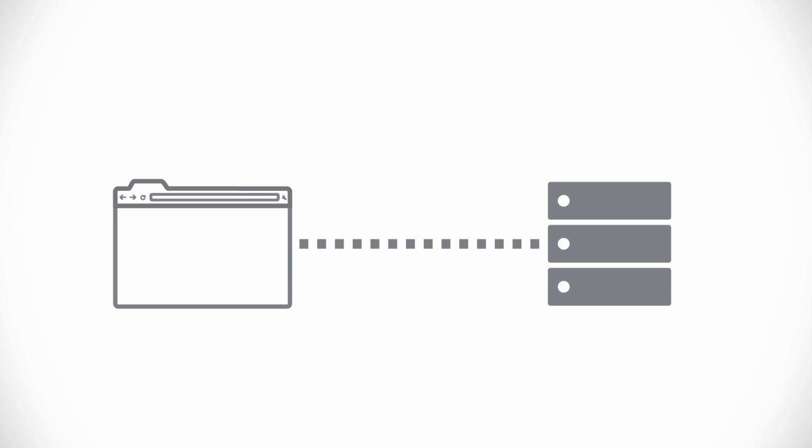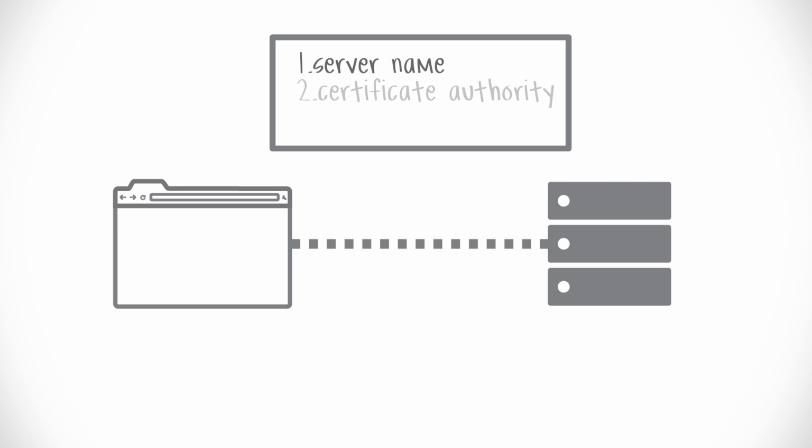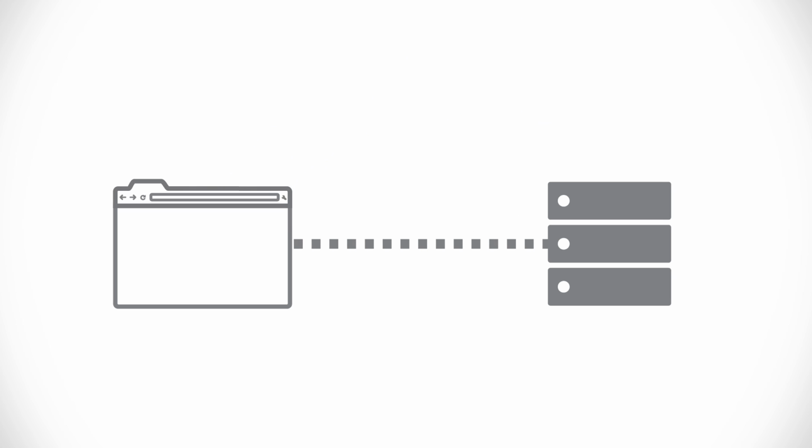To establish a secure connection, the client, for example your browser, and a server initiate a handshake procedure, in which the client connects to the server and the server sends back its identification in the form of a digital certificate. The certificate contains the server name, the certificate authority that signed the certificate, and the server's public encryption key.